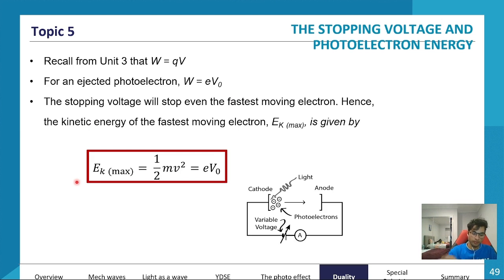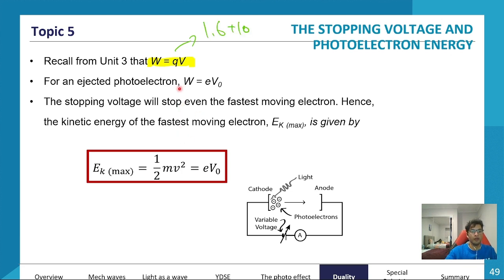And so this is how we can calculate how much energy the electron has. From unit 3, we know that work is equal to Q times V, where Q is your charge and V is your voltage. In this case, since the reverse potential is creating current in the opposite direction, the charge is the charge of an electron, so this E would be 1.6 times 10 to the negative 19.